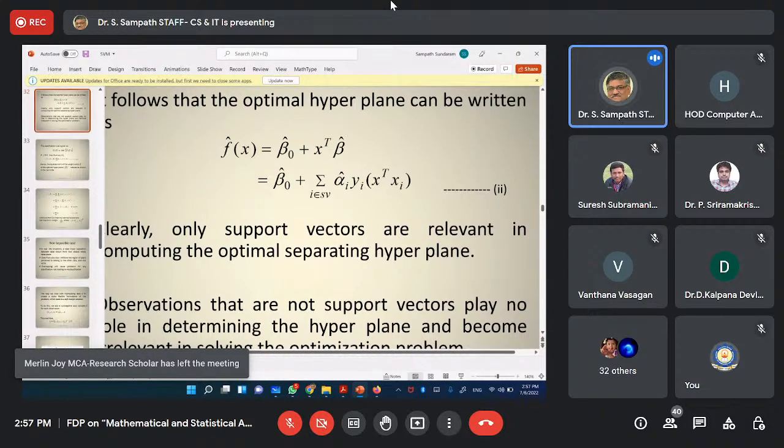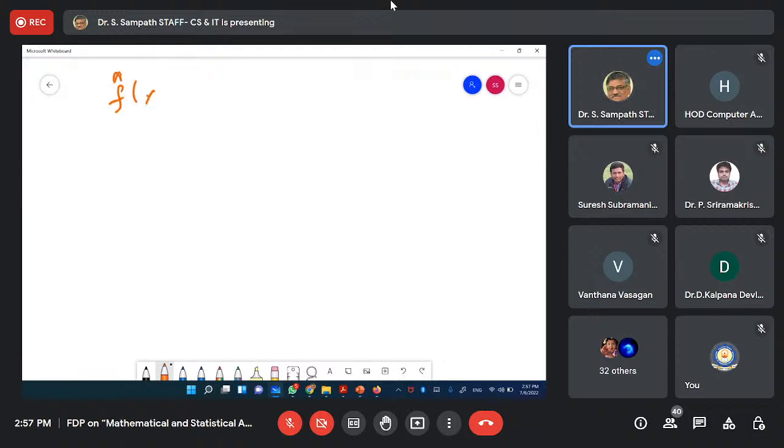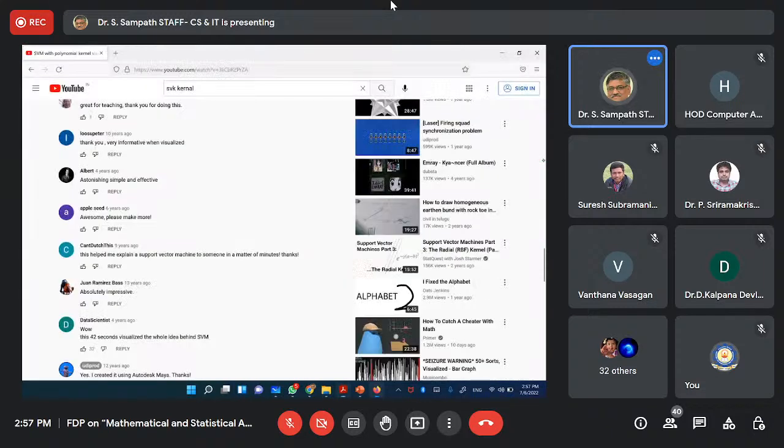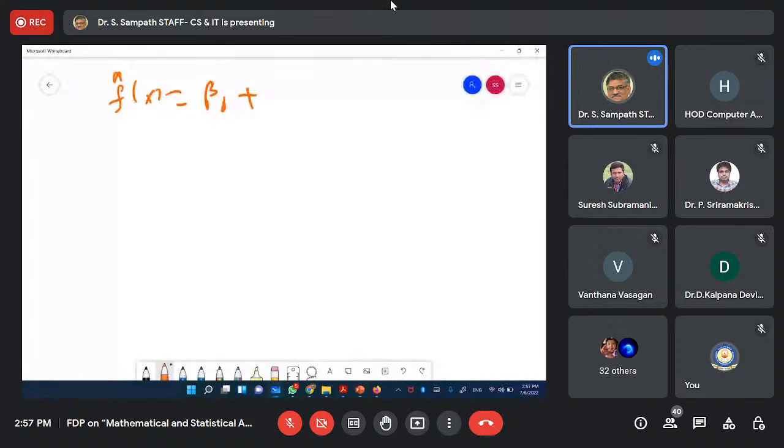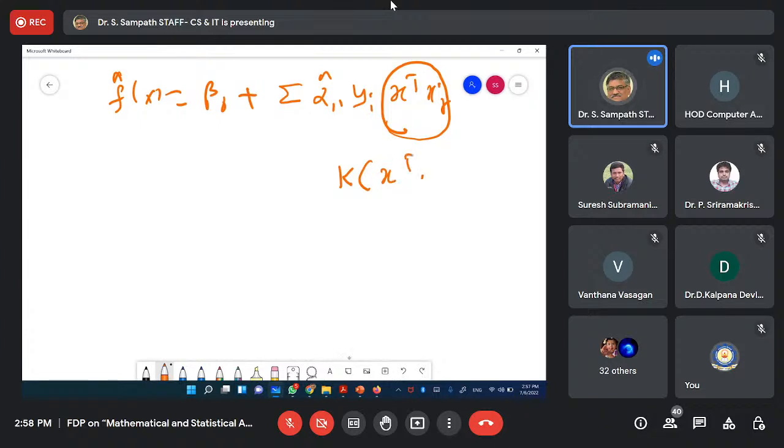Understood? So you simply take your separating hyperplane, which is f hat of x as beta naught plus sigma alpha i hat yi into x transpose xj. Understood? So I will take as my solution a k of some x transpose gamma xj. Now you please listen.